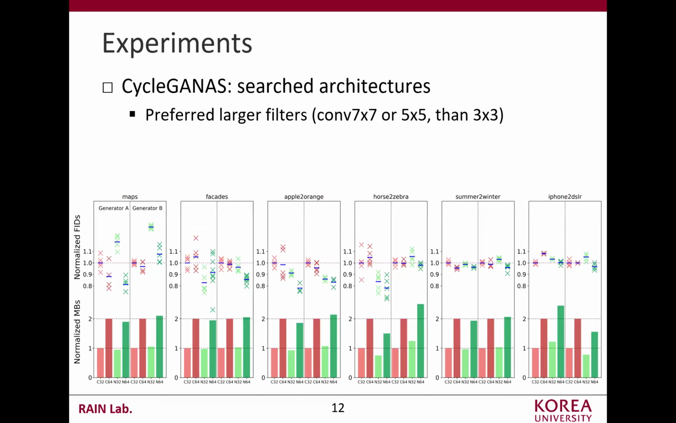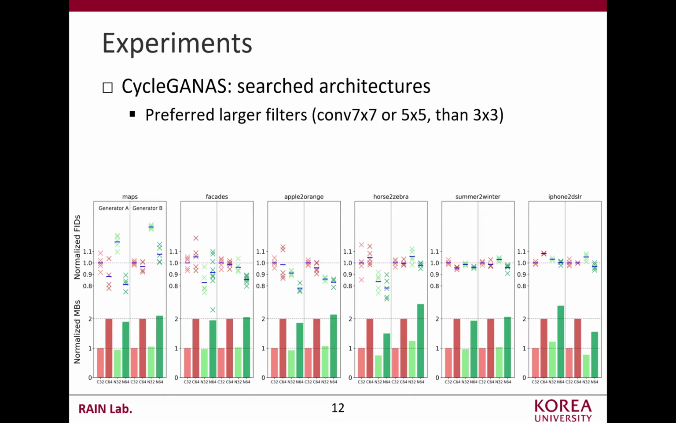So let's see more details on the model ratio. In this table or graph, you can see that for the channel numbers of 32 and 64, we compare the ratio of models. The left side is generator A, and the right side is generator B. Generator A translates A to B, and generator B translates B to A. You can see that in most data sets the sizes of the models are similar, but in HorseToZebra and iPhone2DSLR, their model sizes are different.